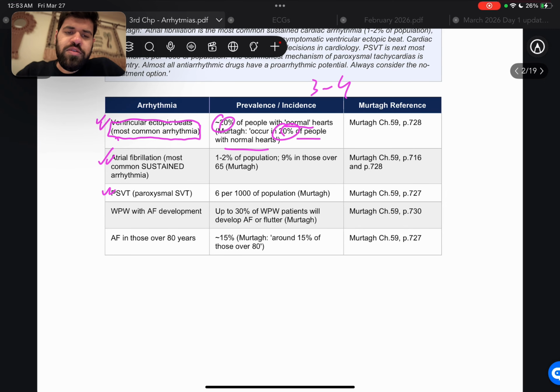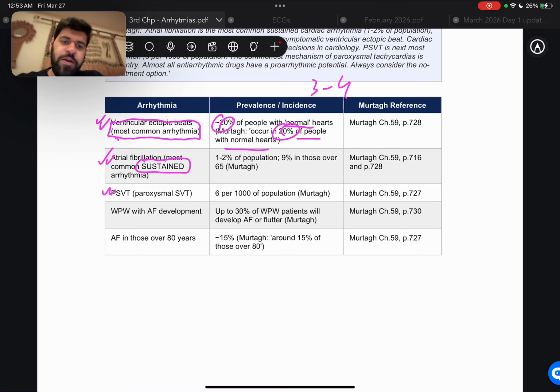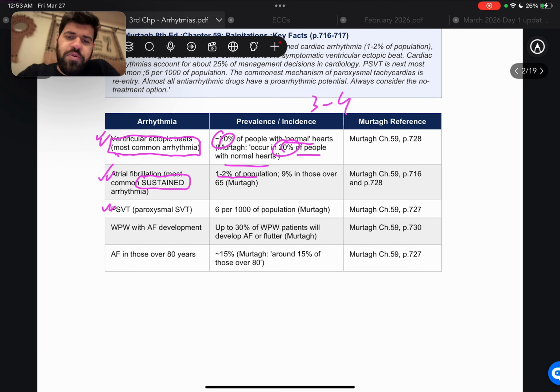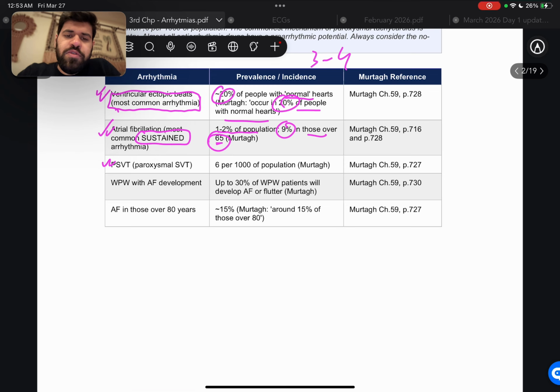And atrial fibrillation is the most common sustained arrhythmia, right? Later on we'll be going over what it means that something is sustained or non-sustained, and the way we deal with sustained versus unsustained, stable and unstable patients is completely different. In sustained, it's 1 to 2% of the population, so 9% in those over 65. So you see there's an age, that's a patient profile that we need to keep in mind. Then PSVT, paroxysmal supraventricular tachycardia, is 6 per 1,000 of the population, and WPW with AF development is up to 30% of WPW patients will develop AF or flutter.